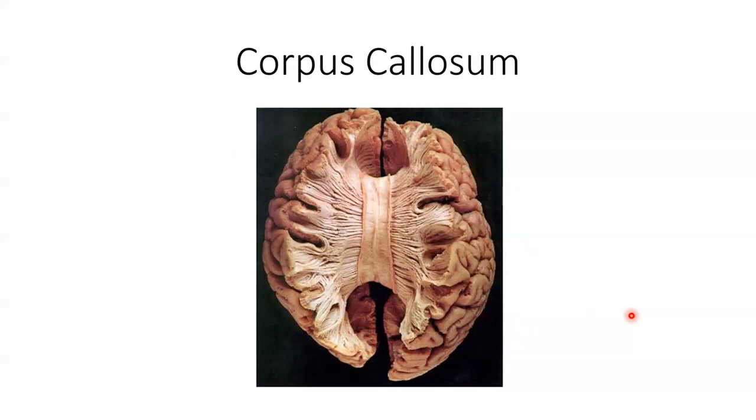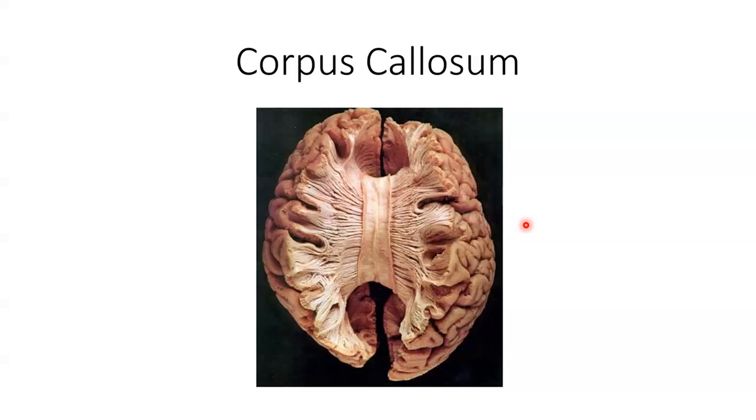Now, as I said, the most prominent fissure in the cerebrum is the longitudinal fissure, so that's the one that separates the left and the right hemisphere. The cerebral hemispheres are then connected internally by the corpus callosum. The corpus callosum is a broad band of over 200 million myelinated axons. It is what allows communication from one side of the brain to the other side of the brain.